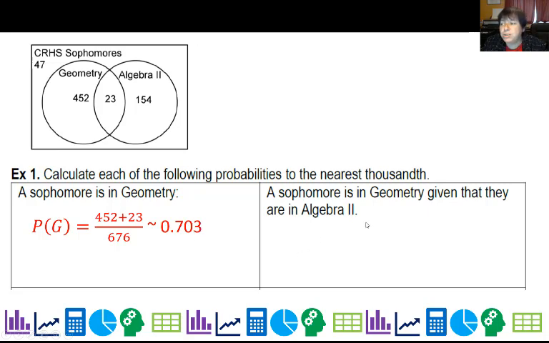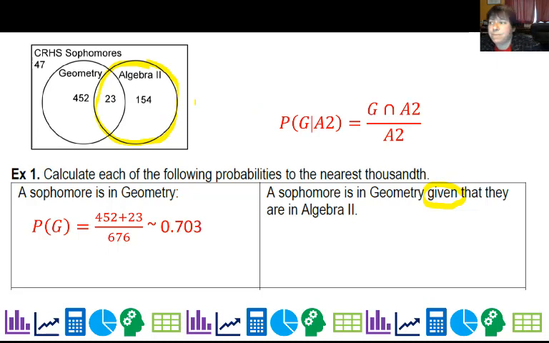Now, the problem changes if I say a sophomore is in geometry given that they are in algebra 2. So that limits my circle here. So my world gets limited to just this. I don't care about anything else. So it's going to be the 23 over the 177. So I have 23 over 177, which is 0.130.